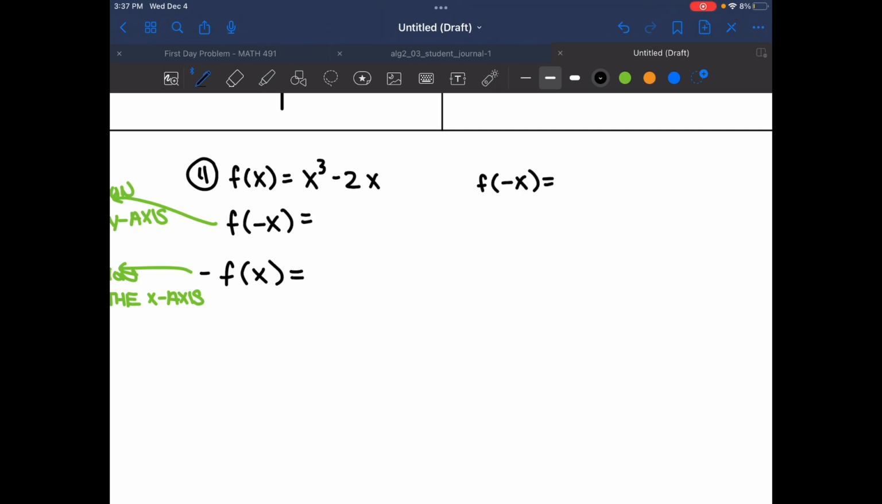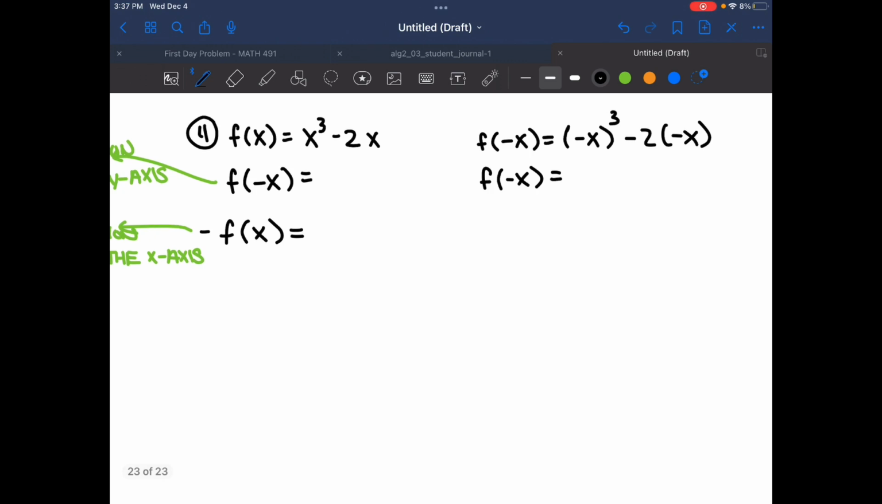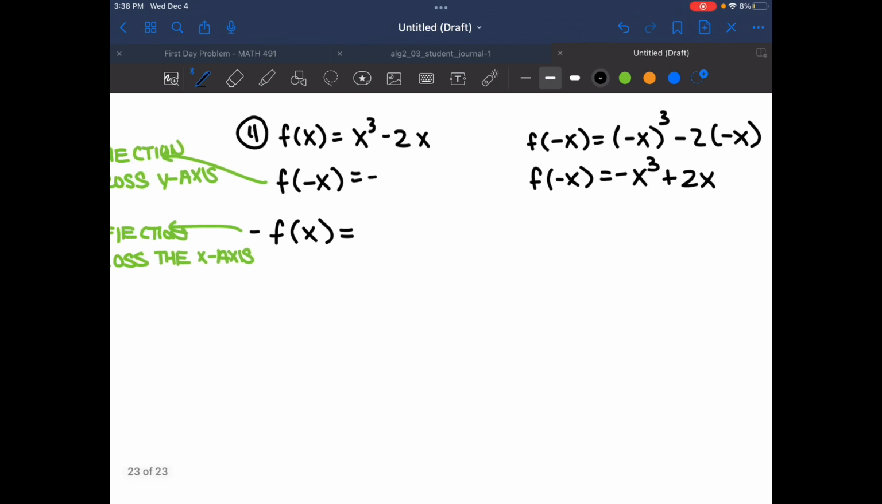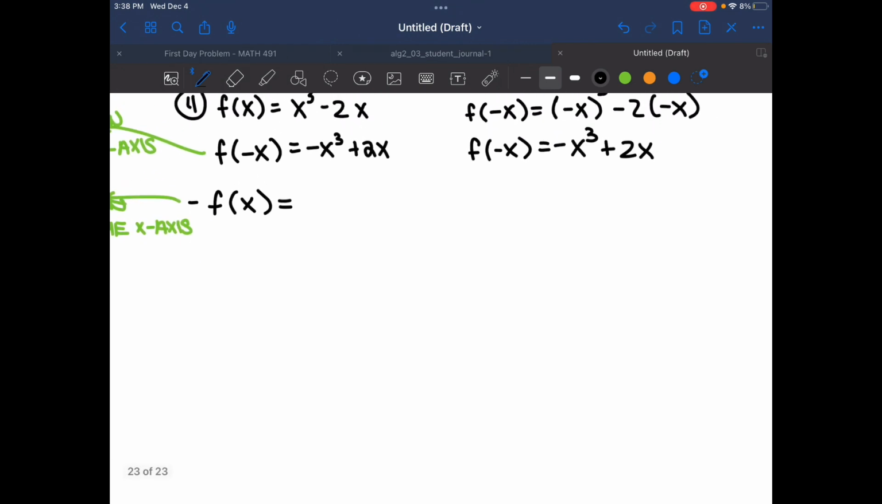So let's find f of negative x, okay? That is going to be, I'm going to put parentheses, and I'm going to replace every x that I see with a negative x. Okay? So this is negative 1 cubed is negative 1, and x cubed is x cubed. Negative times a negative is a positive. Okay? So I'm going to write that in here, negative x cubed plus 2x.